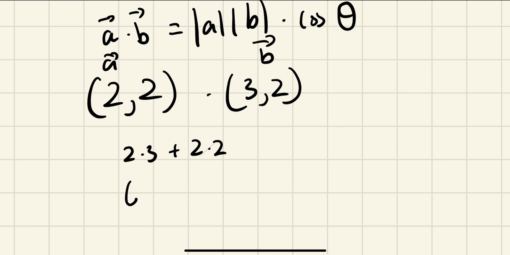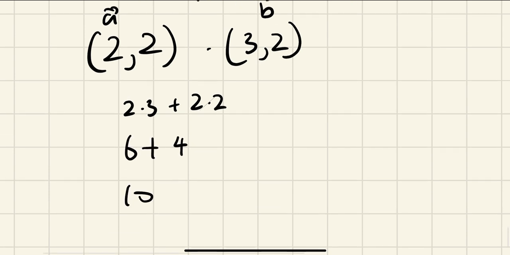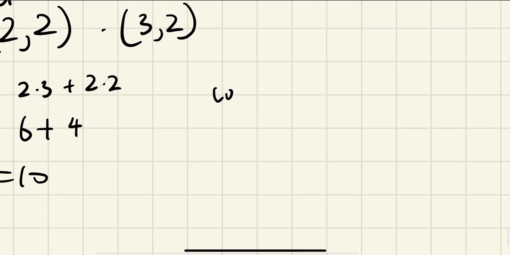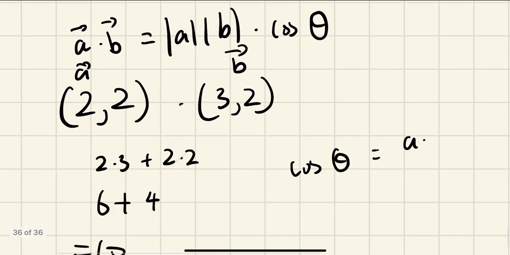So 6 plus 2 times 2 is 4, 10. So this vector will give you 2, will give you 10. And if you want to find an angle between them, this is the formula. It's basically reversed from the original formula.